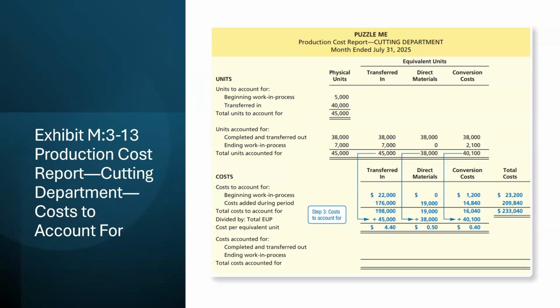So you have the company Puzzle Me, production cost report for the cutting department, month ended July 31st, 2025. So you have the units, and then you have the physical units and the equivalent units here. And then you have the costs: transferred in, direct materials, conversion costs, total costs.